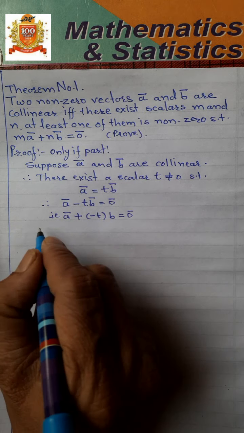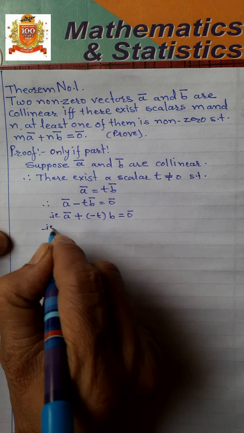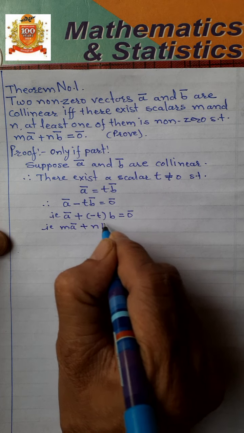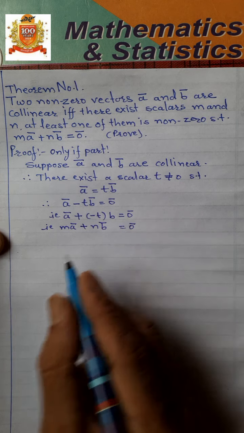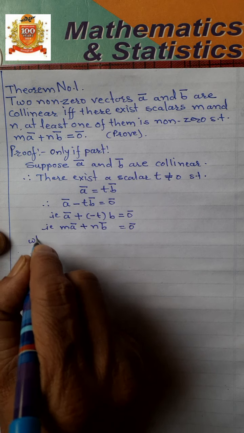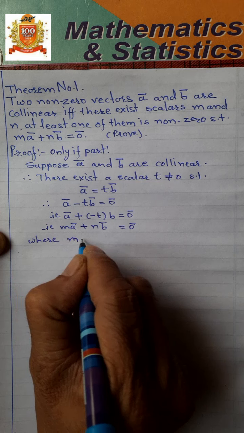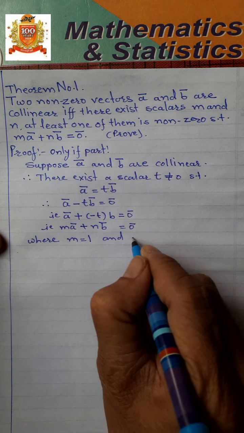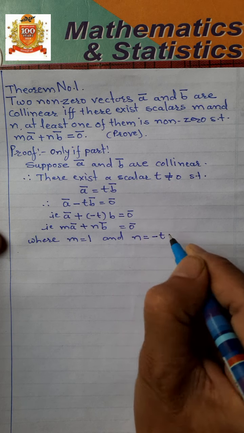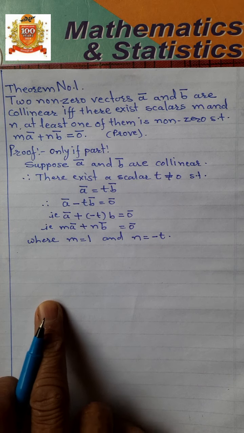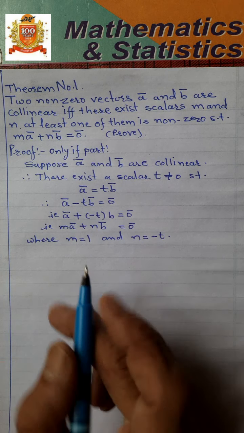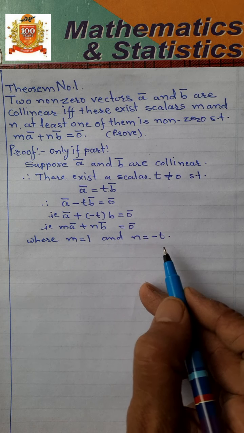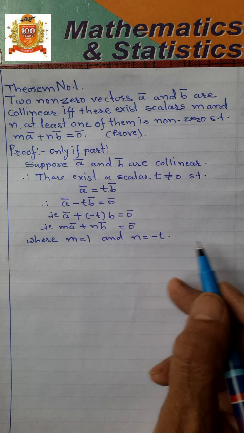Which is equivalent to m a bar plus n b bar is equal to 0 bar, where m is equal to 1 and n is equal to minus t. In this way, we express the relation as a linear combination m a bar plus n b bar, where m is equal to 1 and n is equal to minus t. Therefore, the first part is over.